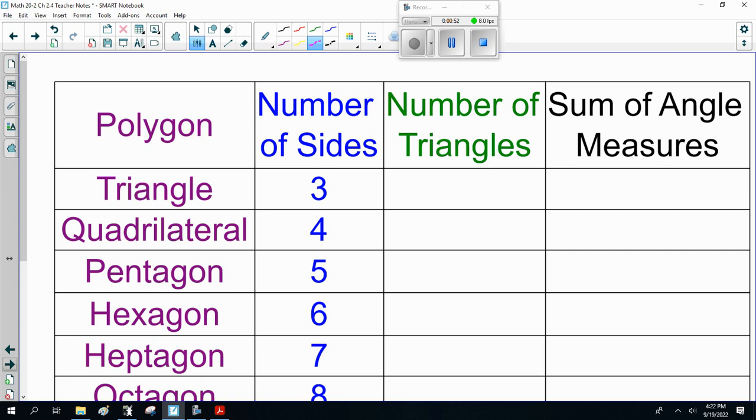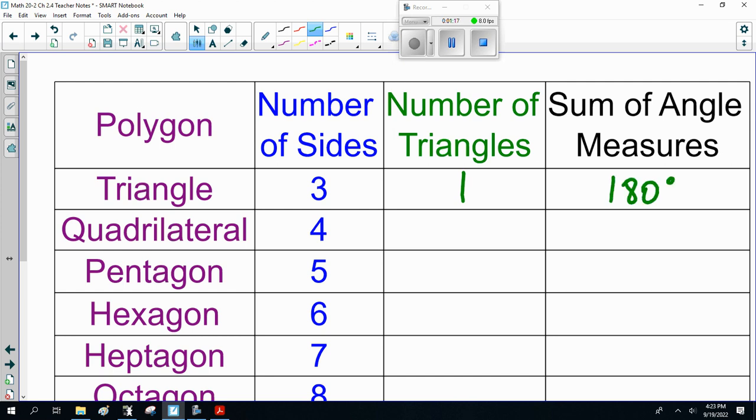Now, here we need to fill in the table. Polygon, number of sides, number of triangles, sum of the measured angles. So a triangle is three-sided. Number of triangles is 1. You can color code this. 1 triangle, and the sum of the angles is 180 degrees.